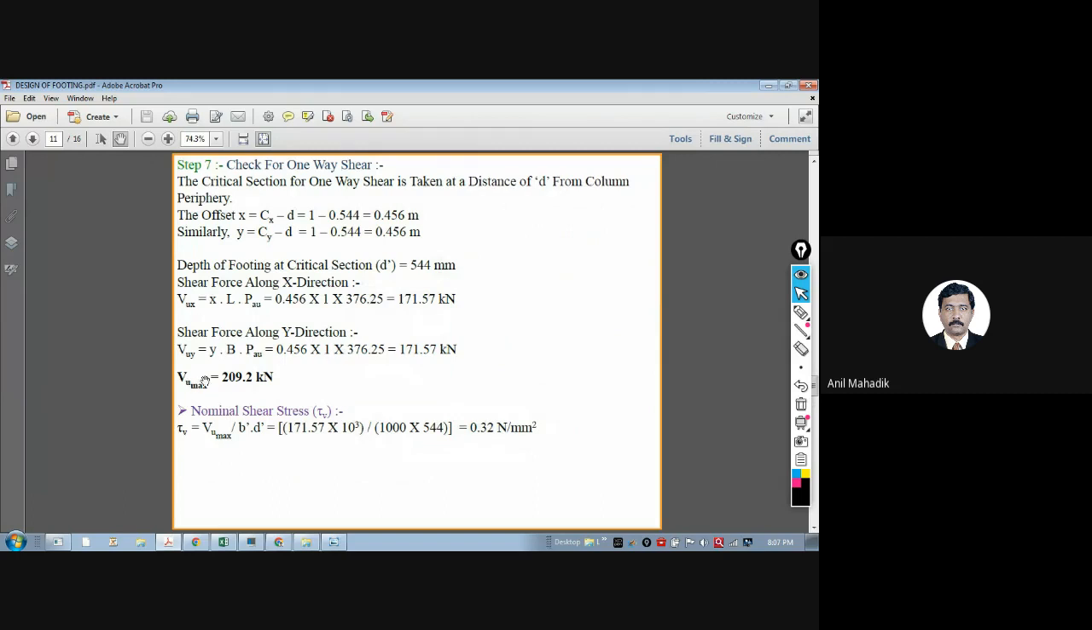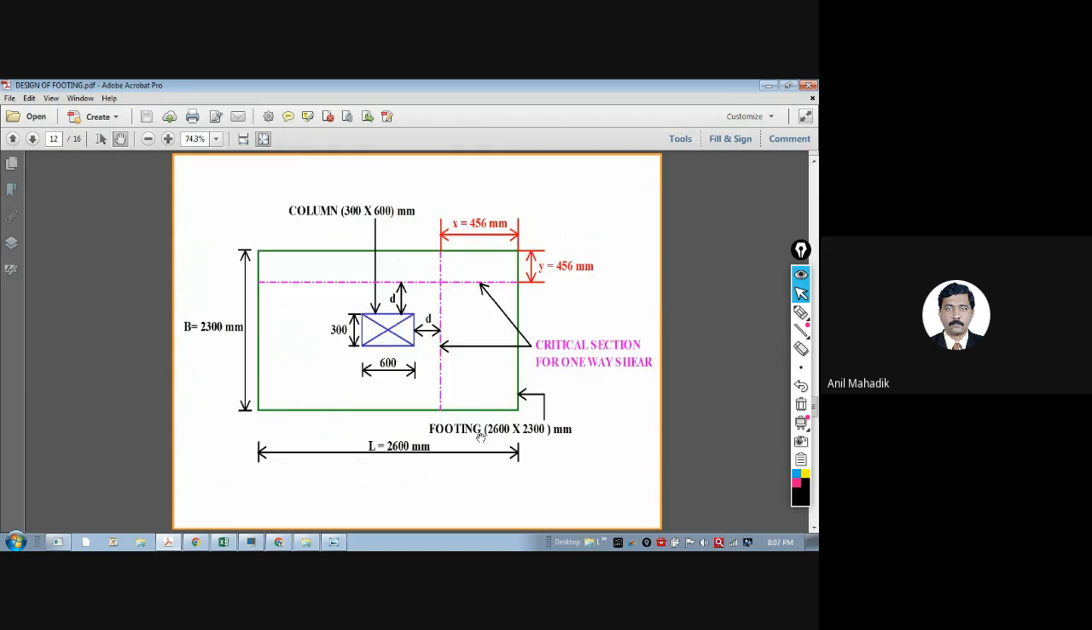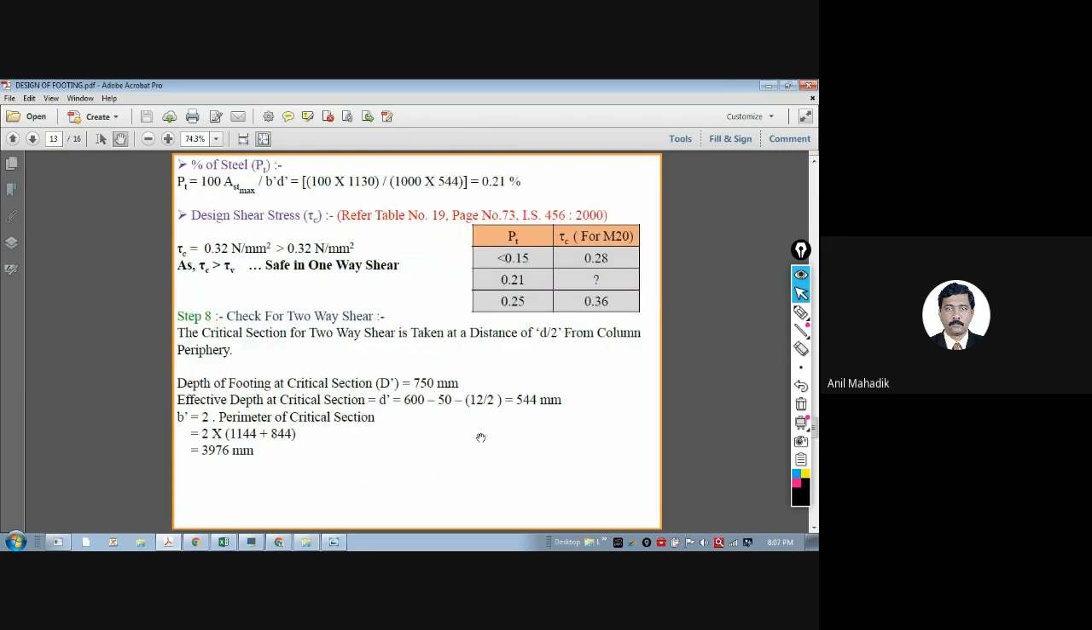So we got the shear force. Once you get the shear force, you need to calculate the actual shear stress, that is Vu upon bd. Vu upon b, where b is 1 meter, we have already taken here 1 meter. d is small d. So 0.32 is the shear stress. Now we have calculated the actual shear stress coming on the footing due to the load.